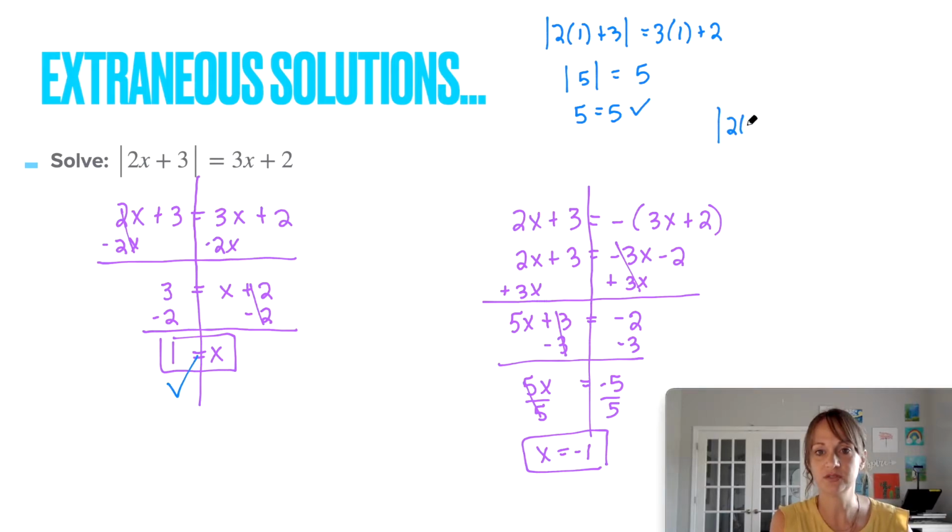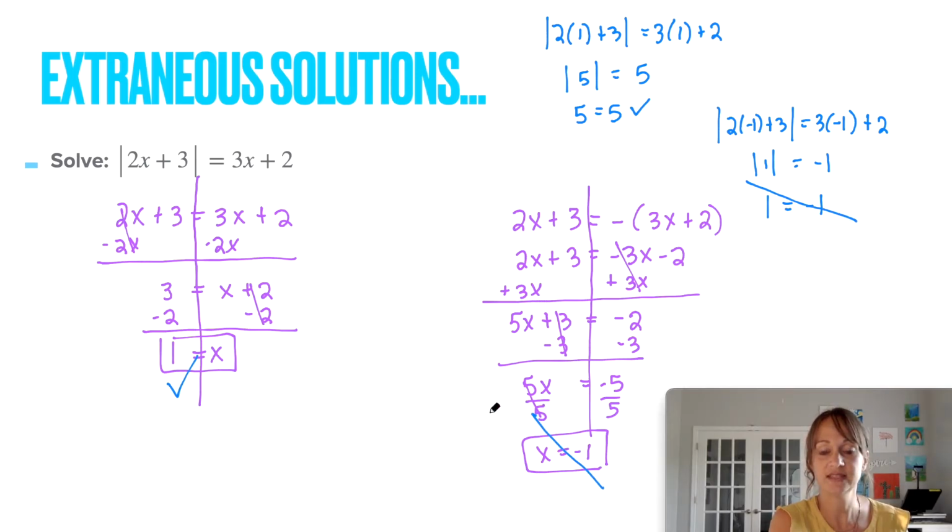Now we're going to do it with negative 1. Again, we'll have 2 times negative 1 plus 3, and we want to know if that equals 3 times negative 1 plus 2. Okay, 2 times negative 1 is negative 2, and negative 2 plus 3 is 1. 3 times negative 1 is negative 3. Negative 3 plus 2 is negative 1. The absolute value of 1 is 1. Does 1 equal negative 1? No. So therefore, this is what you would call an extraneous solution.